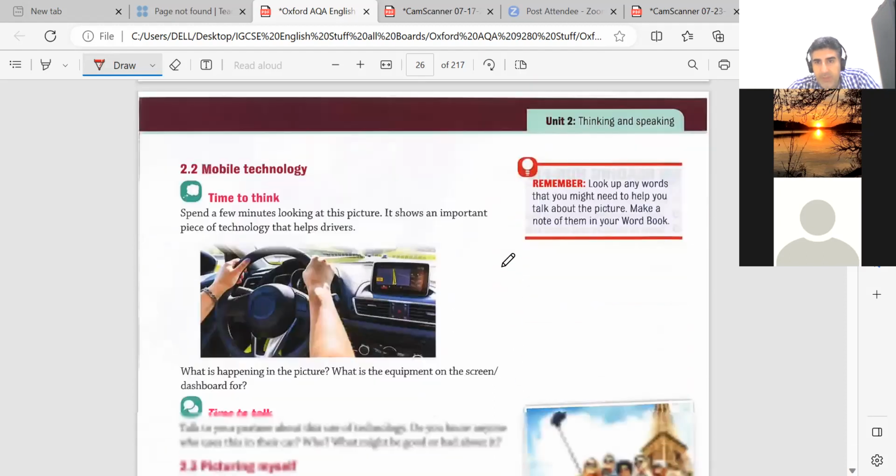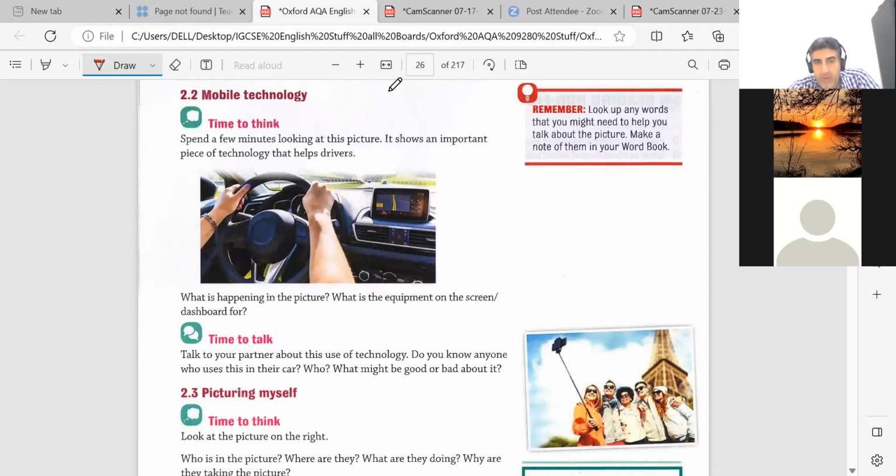Now, guys, please look at this: mobile technology. Look at this picture. I give you 2 minutes. Think about it. What can you see in the picture? Who is using this equipment? What is he doing? And what is he using? Is it good or bad? And why? Okay, you have 2 minutes to talk about this.